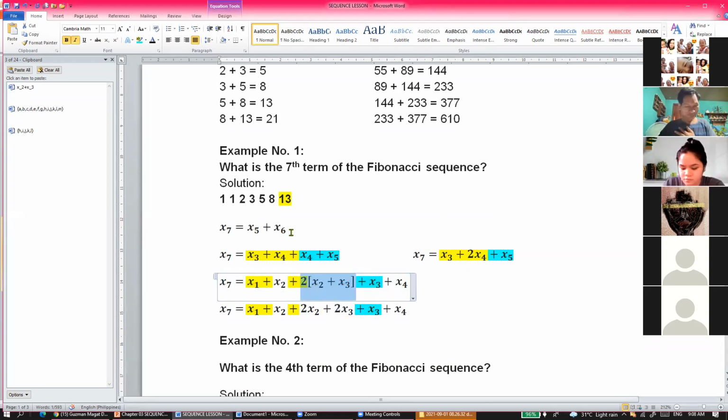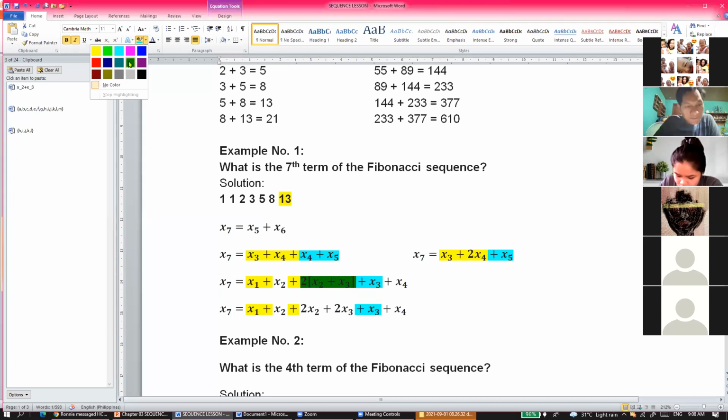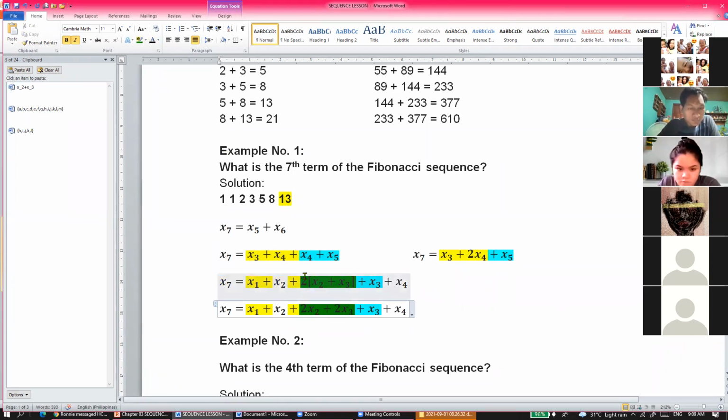Ito, simplify ko siya. Okay. Kung green. At ito yon. Kasi nga, 2 times x sub 2 is 2x sub 2. 2 times x sub 3 is 2x sub 3. Dinistribute ko yon. Ito. Palitan ko yung kulay. Yan. Light green. Ayun, simplify ko na lang yan.